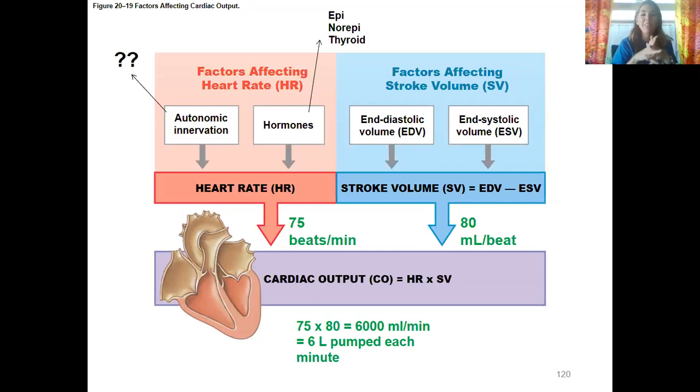So this heart is amazing in how fast it can move and how adequately it can ensure that we maintain what we call tissue perfusion.